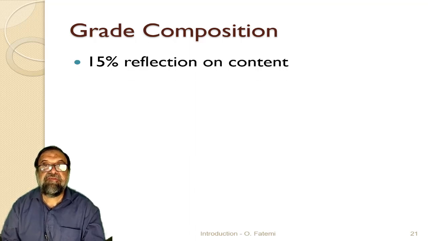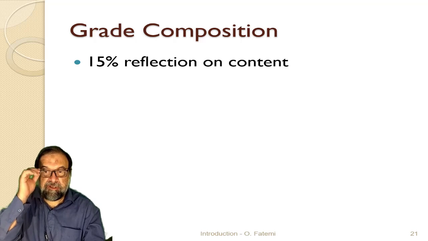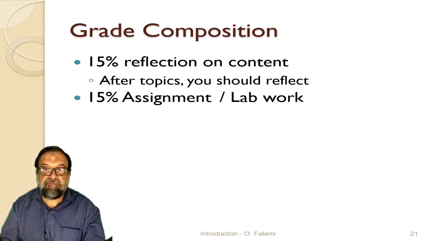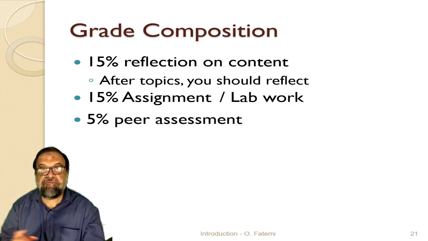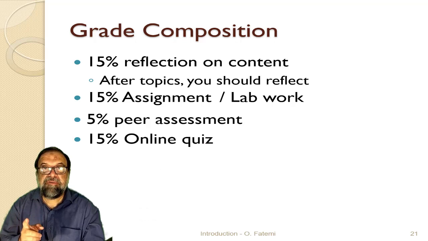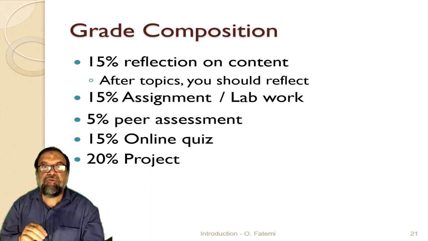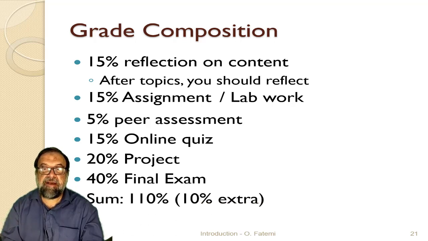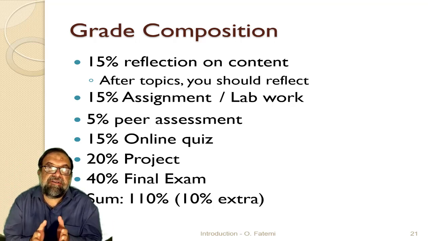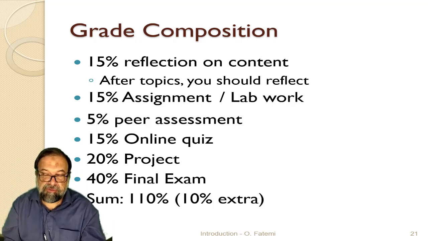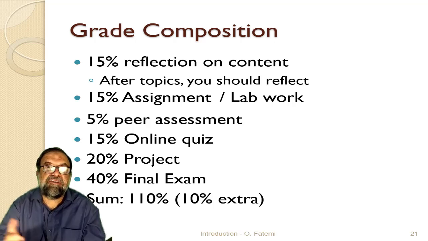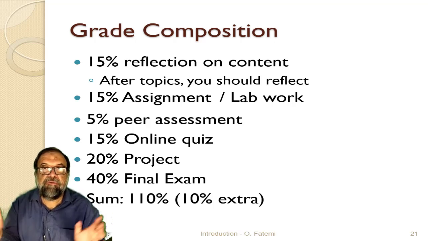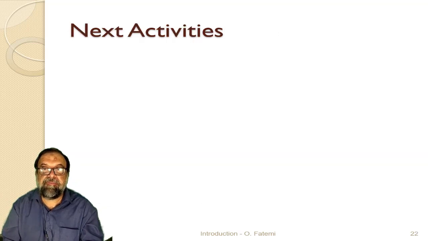We would have 15% of the grade for reflections, 15% for assignments and lab work, 5% for peer assessments, 15% for online quizzes, 20% for the project, and 40% for the final exam. If you sum up, it would be 110, which means there is 10% extra points. If you get 105, it means you got the full mark and everything is perfect.